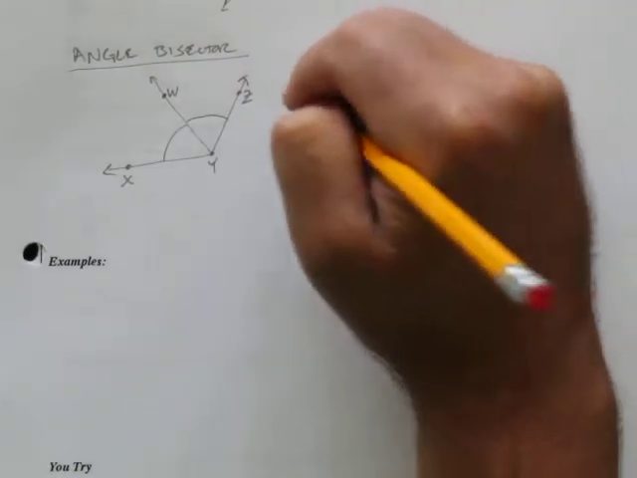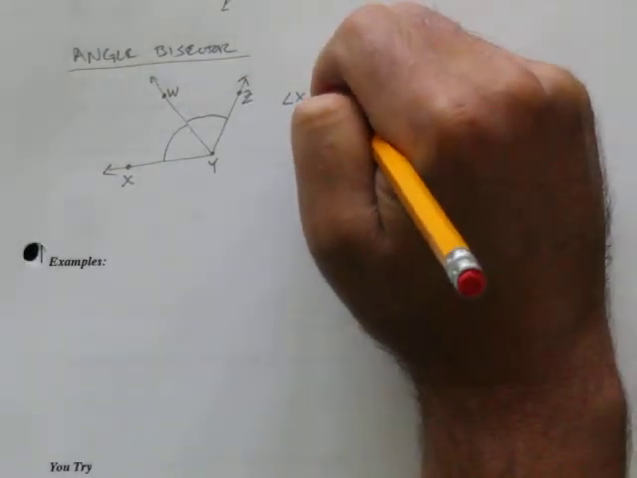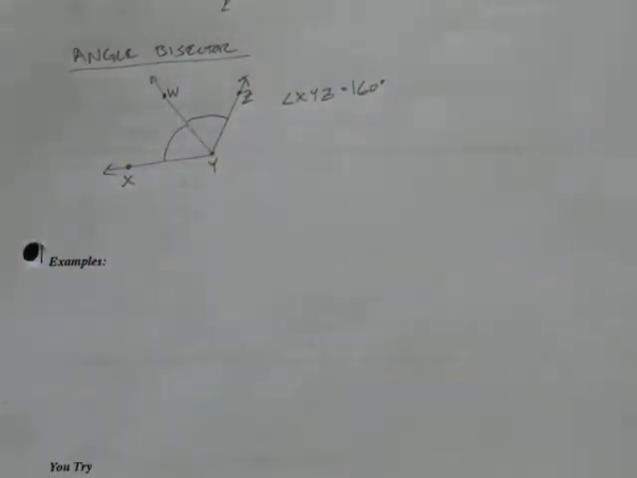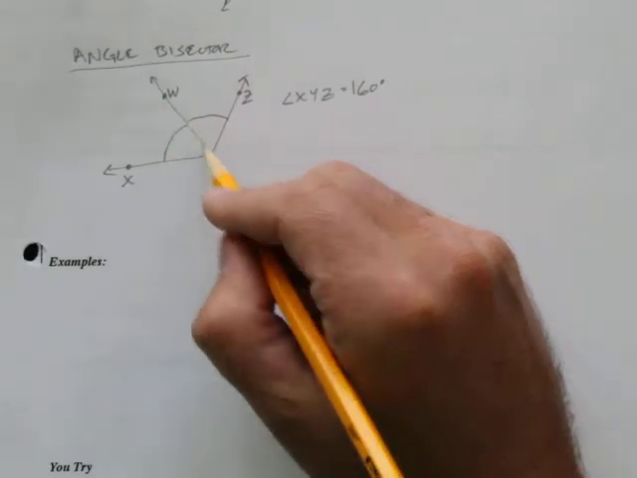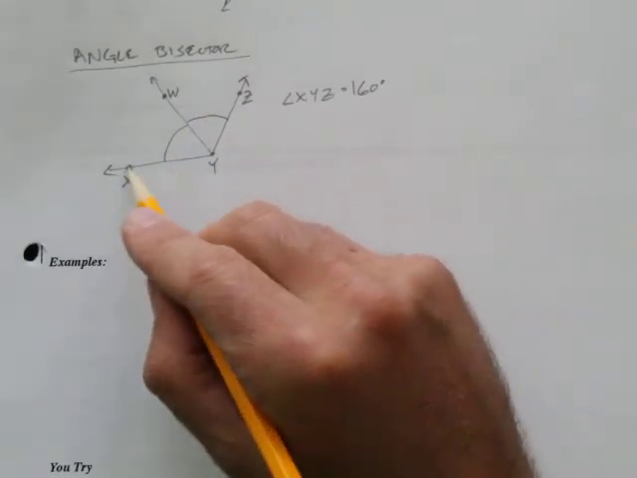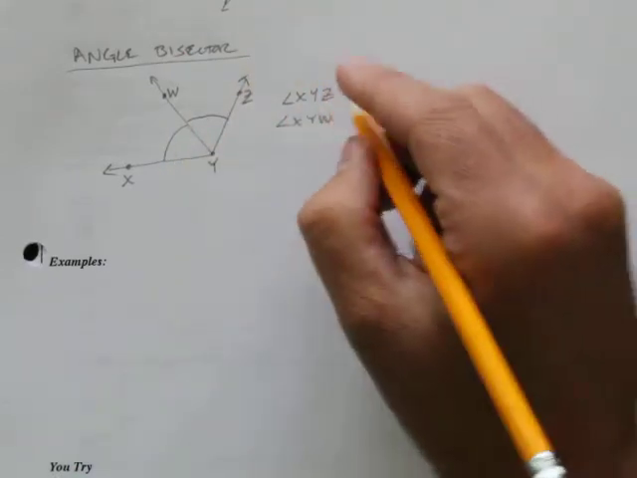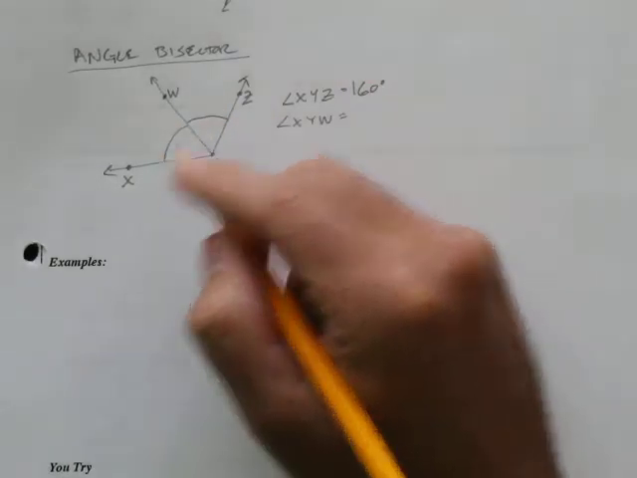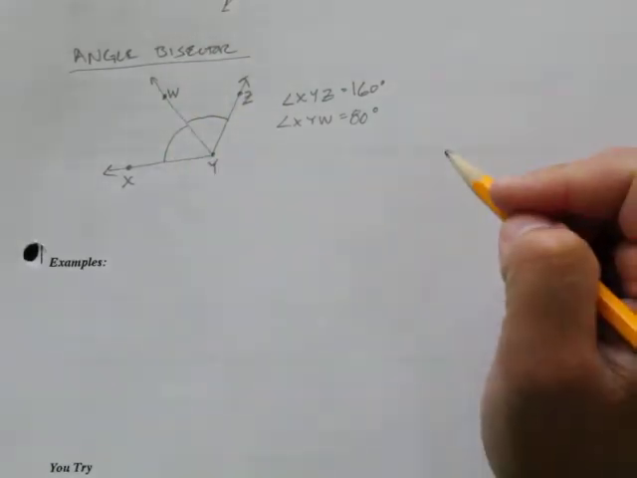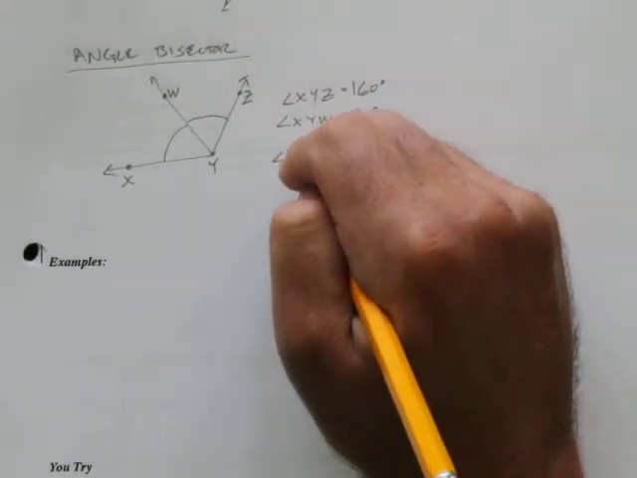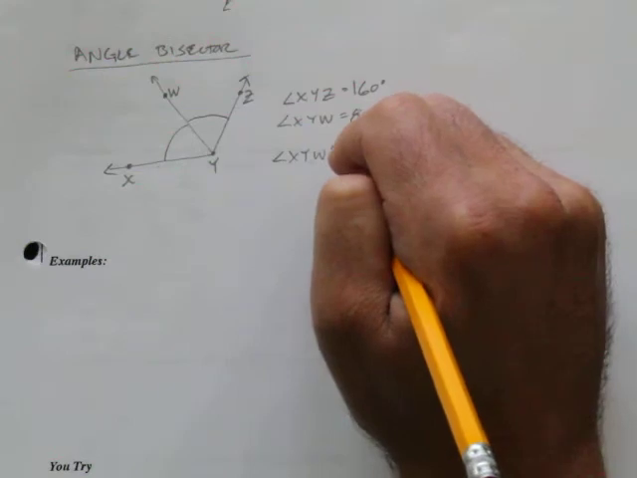So let's write something about this. So I've got angle XYZ. We're going to say this is angle XYZ, and we're going to say that's 160 degrees. We're just going to say it is. I don't know what it is, but we'll just say it's 160 degrees. So that means if this ray YW cuts this angle in half, then angle XYW, that's this one here, is going to be half of 160, which is 80 degrees. And likewise, WYZ will also be 80 degrees. And angle XYW is going to be congruent to, as we've drawn here, angle WYZ.